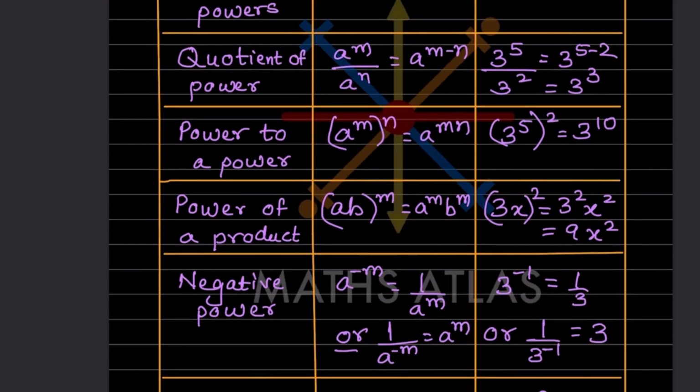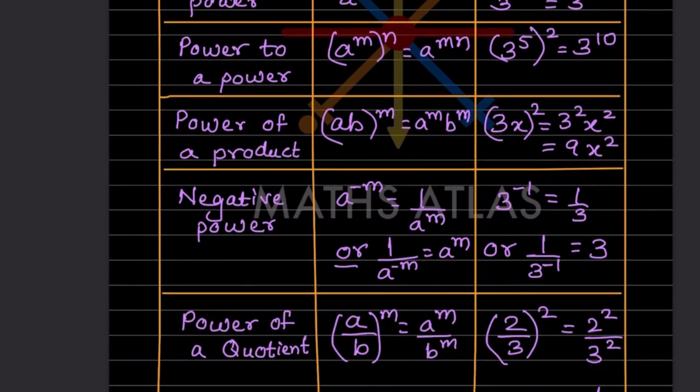Now power of a product. In this case, when we write ab raised to m, we are going to multiply this as well as this one. So what will that be? a raised to m multiplied by b raised to m. If you take the example here, you are going to multiply this as well as this one. That will be 3 raised to 2, x raised to 3, and 3 raised to 2 is 9, and this will be x raised to 2.